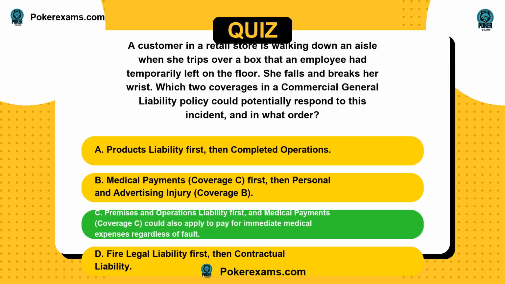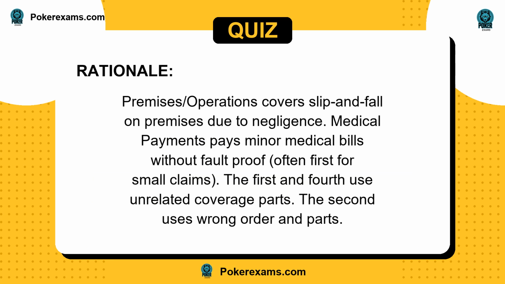The answer is C. Premises/operations covers slip and fall on premises due to negligence. Medical payments pays minor medical bills without fault proof, often first for small claims. The first and fourth use unrelated coverage parts. The second uses wrong order and parts.